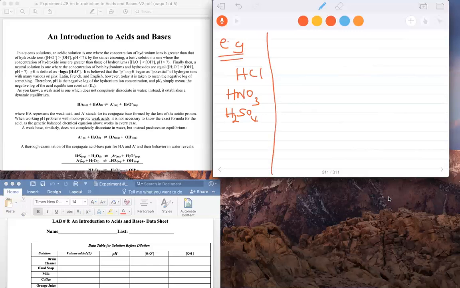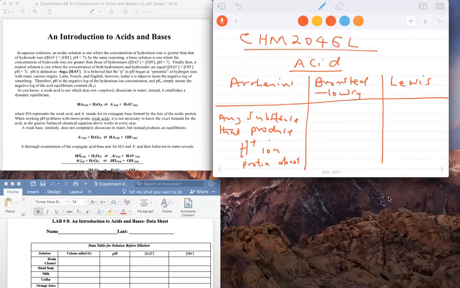When you look at Bronsted-Lowry, they redefined the definition of an acid; this is simply a proton donor, and the difference is in the base. The Bronsted-Lowry definition of a base is totally different from Arrhenius. You're going to look at that.